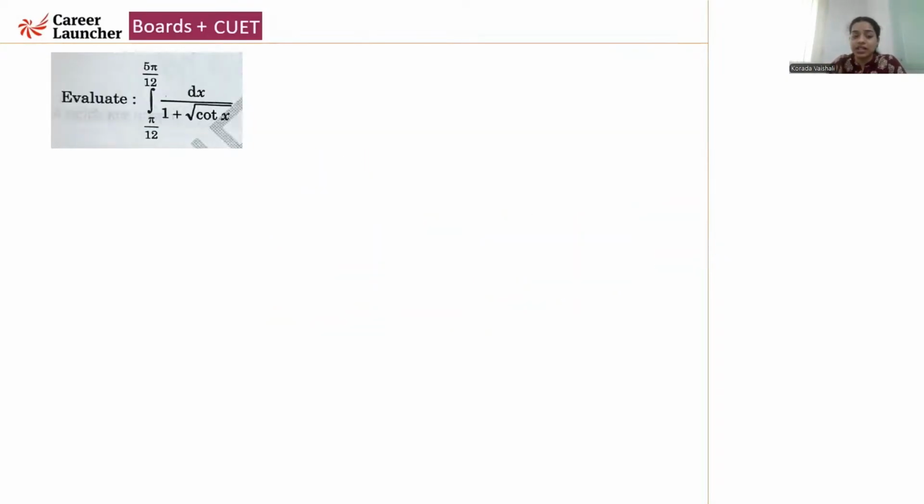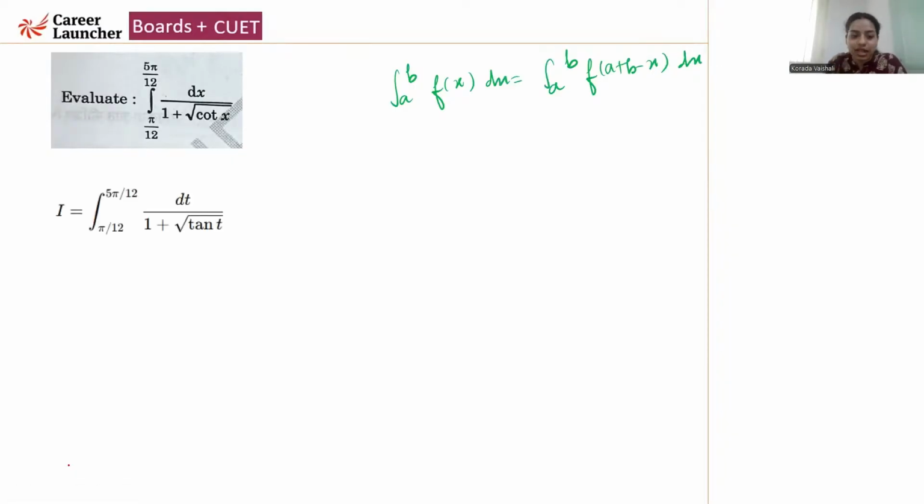On definite integral, और इसमें हम same property use करेंगे that integral, any integral which is from a to b, f of x dx is always equal to integral a to b f of a plus b minus x dx. So making use of the same property and considering the fact कि cot pi by 2 minus x is tan x, तो हम ये result पाएंगे.